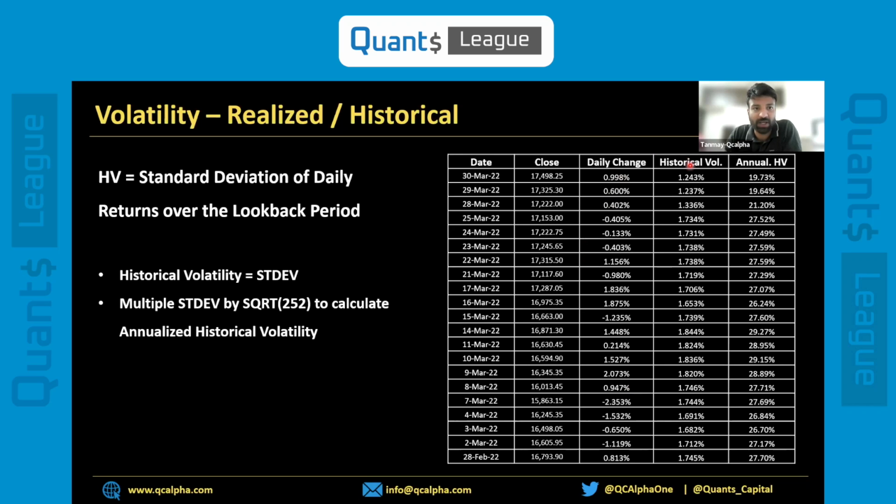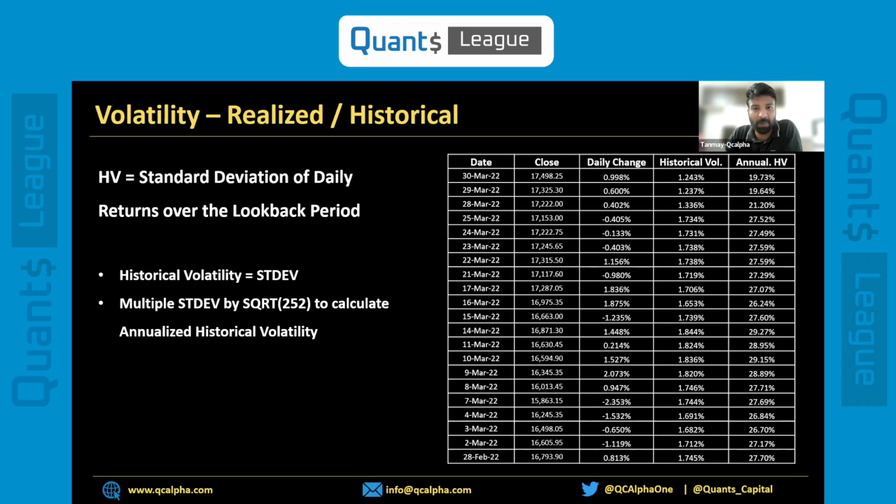How do you calculate HV? HV is nothing but the standard deviation of that change. So when you calculate the standard deviation of that change, you get your HVs. When you get your HVs, you multiply them by the square root of 252. Why 252? Because we are annualizing the vol.